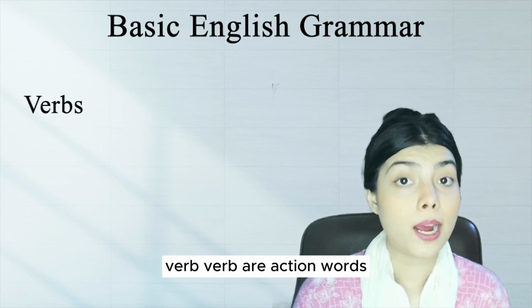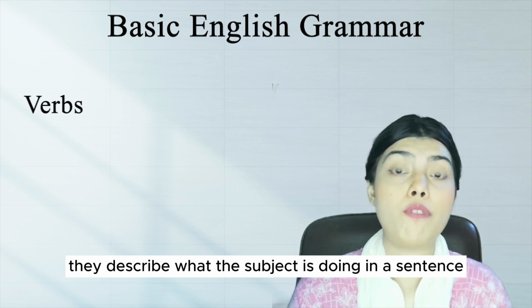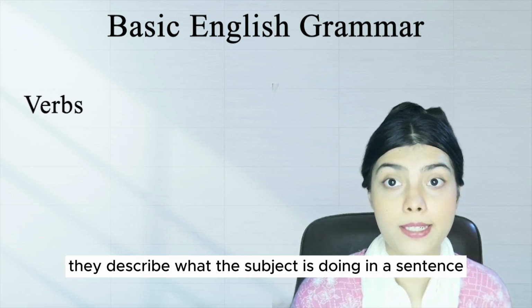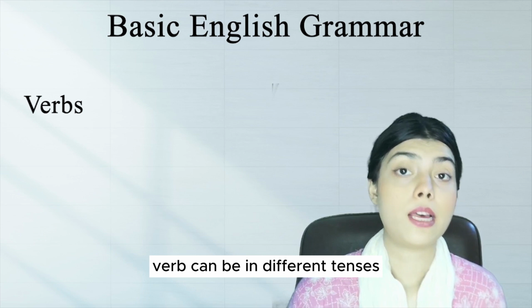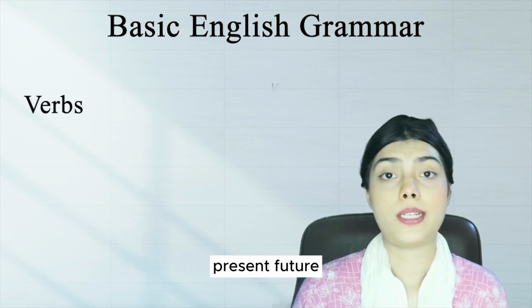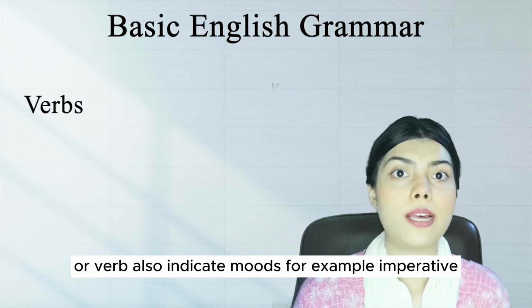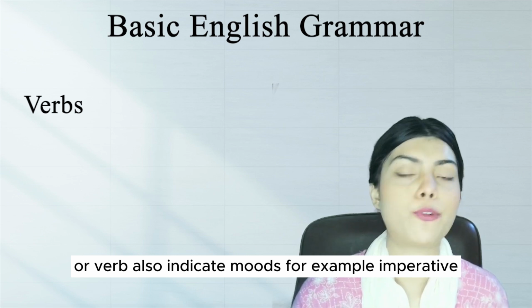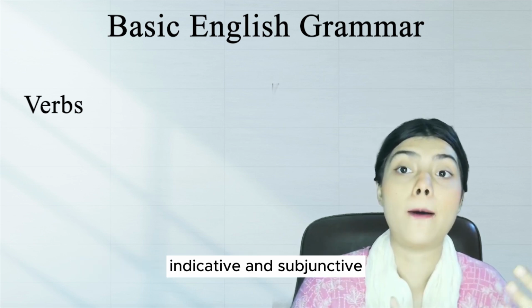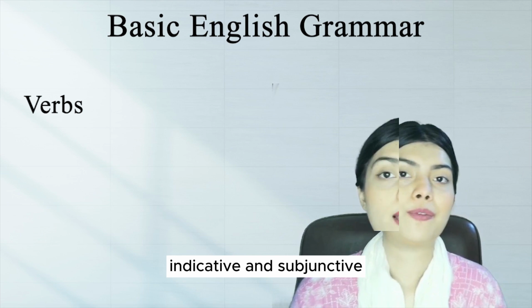Verb. Verbs are action words. They describe what the subject is doing in a sentence. Verbs can be in different tenses, for example, past, present, future. Or verbs also indicate moods, for example, imperative, indicative, and subjunctive.